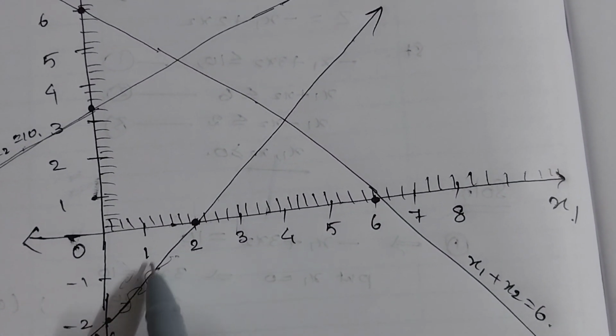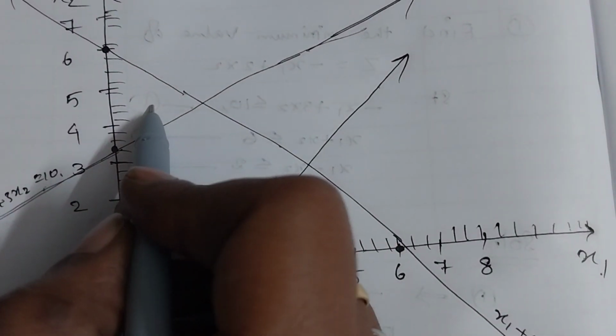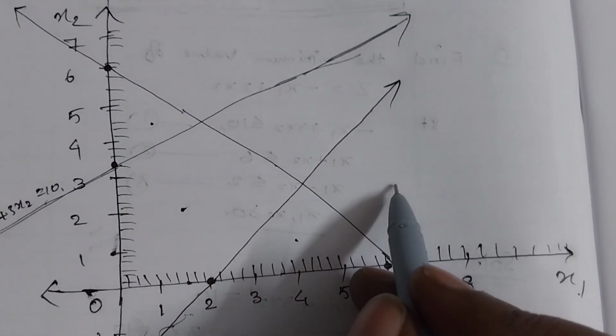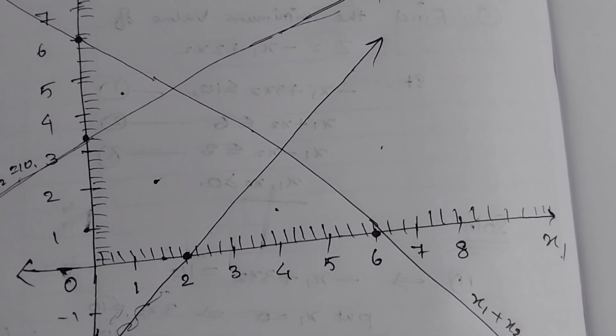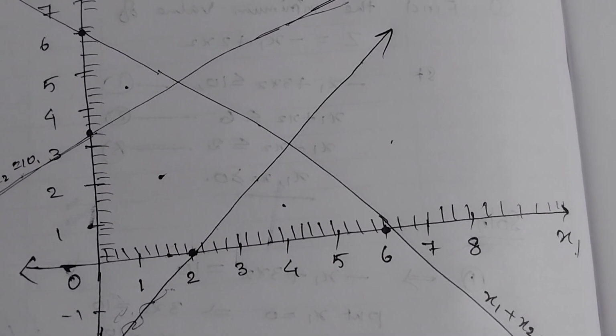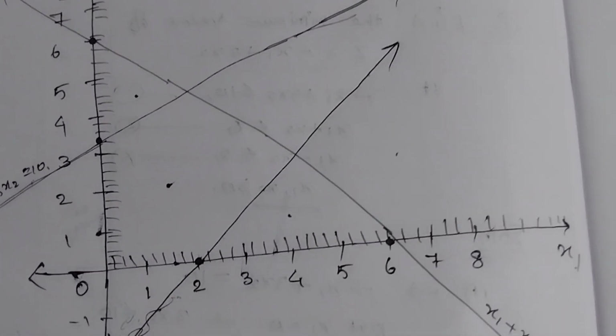So this one is a bounded region, but we have to omit this region, and this one is a bounded region, this one is a bounded region, and there are also some other regions I got. But I am going to check which region has the feasible solution. For that I have a trick.